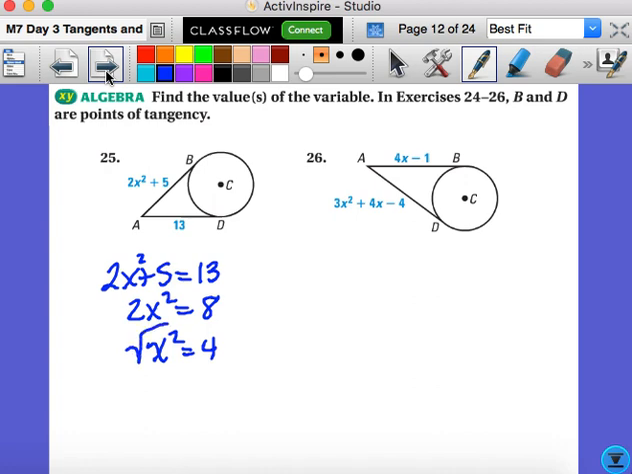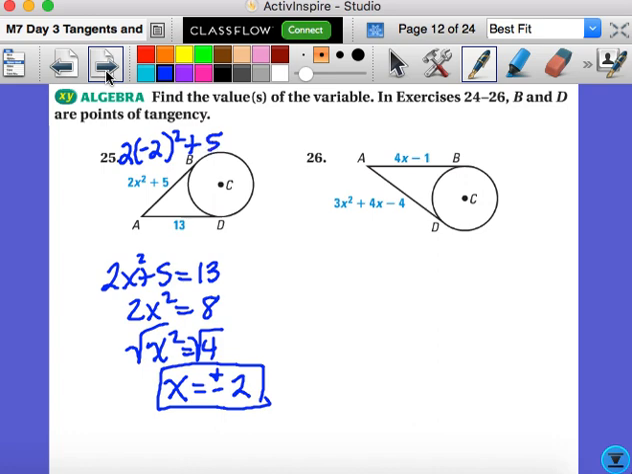Now I'm going to take a square root of both sides, and technically, when I take a square root, I need to say positive or negative 2 because both of those are valid answers to that square root problem. And in fact, both of those are valid answers back in the question because if I go back here and I plug in a negative 2, because it's going to end up being squared, that's still a valid answer. It's going to give me a positive distance.